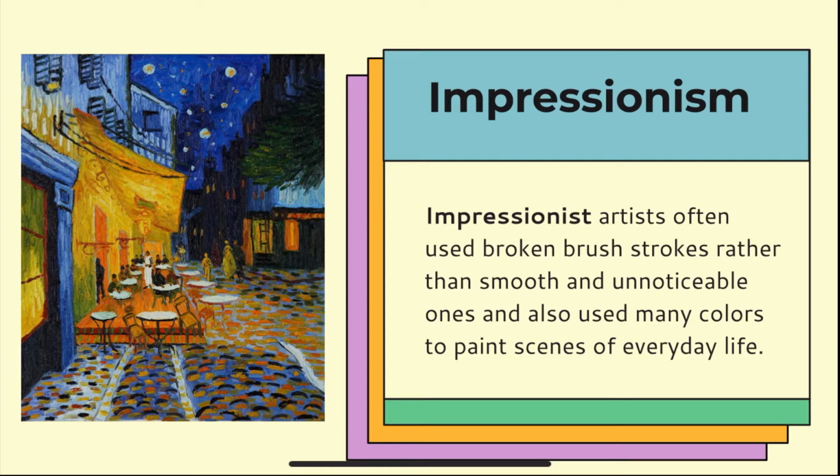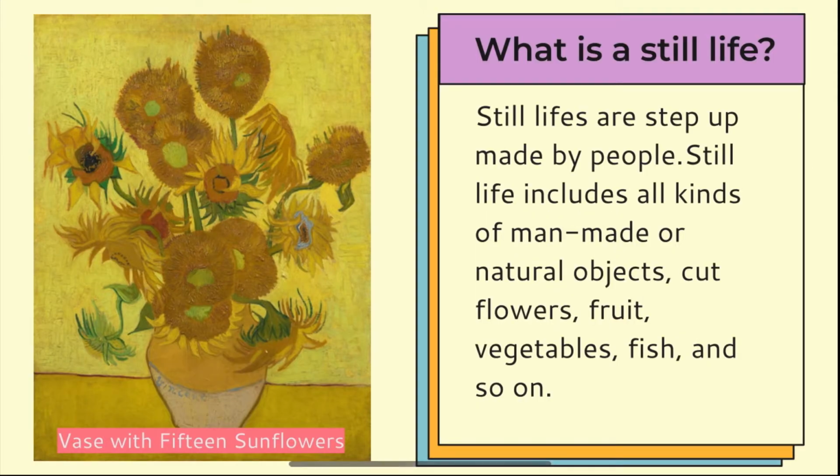So, Impressionism. What is an impressionistic painter and what is Impressionism? Impressionistic artists often use broken brushstrokes rather than smooth and noticeable ones, and also use many colors to paint scenes of everyday life. So this brings us to still life. What is a still life?